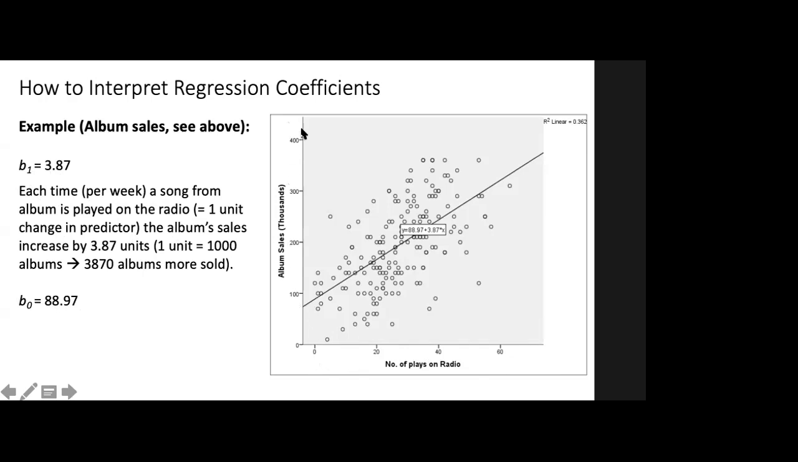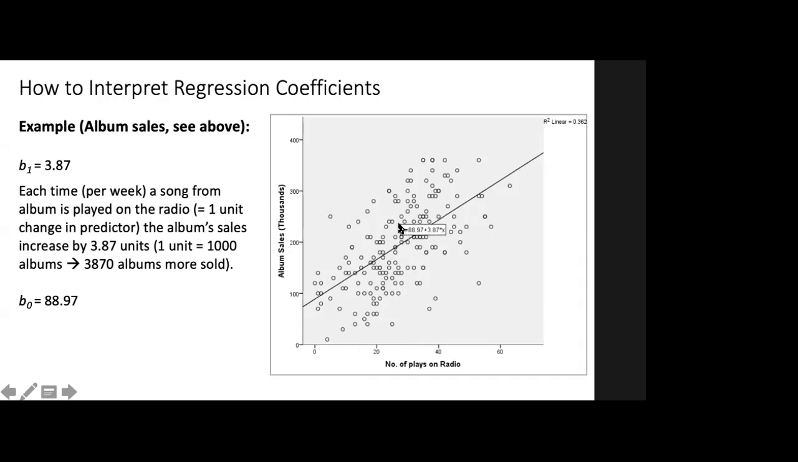And here we have the album sales, so it could be downloads or whatever, and that is in thousands. So one unit here would be 1,000 albums sold. And the number of times played on the radio is just 1 time, 2 times, 3 times. So the unit is 1 here. All right. So that would be our regression model here.